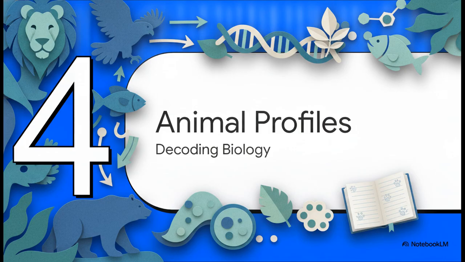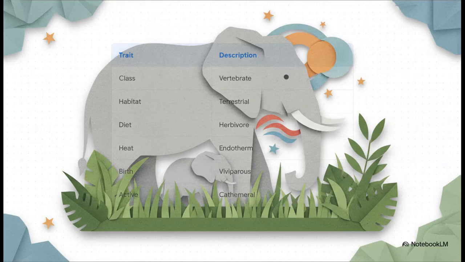Section 4. Decoding an animal profile. Okay, let's put all these categories together and actually decode some examples for our notebook. If we look at the African elephant using our new framework, we can check off the boxes. It's a massive terrestrial vertebrate. It's an herbivore, consuming up to 150 kilograms of vegetation in a single day. It's an endotherm. It's viviparous, meaning it gives birth to live young after a massive 22-month gestation period. And it lives in tight-knit matriarchal family herds operating on a cathemeral sleep schedule. By applying these specific tags, suddenly the whole animal makes perfect biological sense.